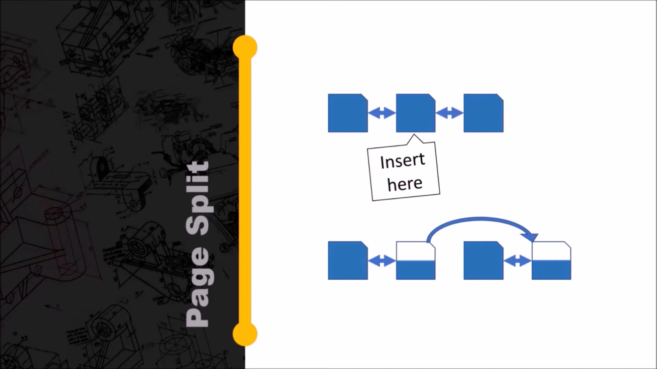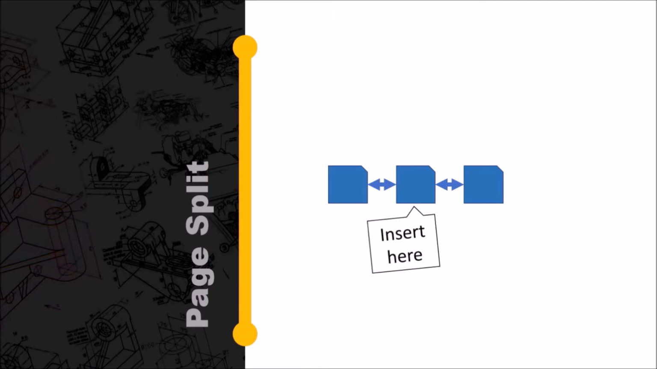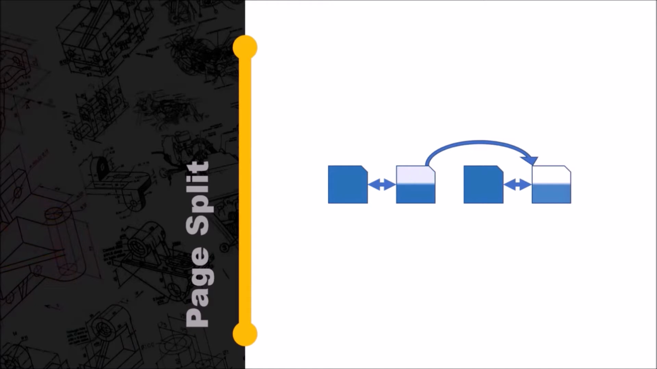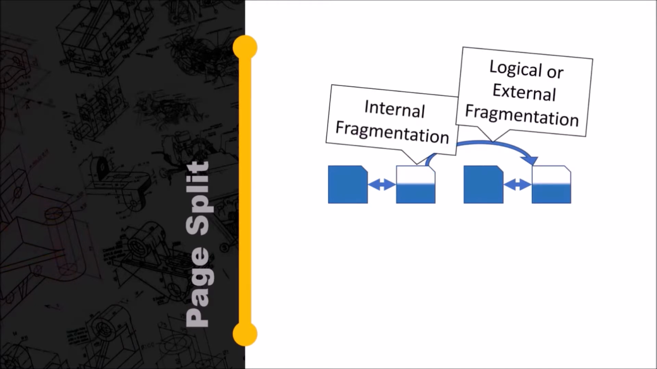I'm going to use a little PowerPoint animation here to show you what I mean. Here you're inserting the data, SQL Server creates the additional page, and then it moves half the data in. And now it has a little room to insert the row or update with longer text. And this causes two kinds of fragmentation. You have internal fragmentation, which is that the page is not completely full. And then you have logical or external fragmentation, which is that the pages are out of order.